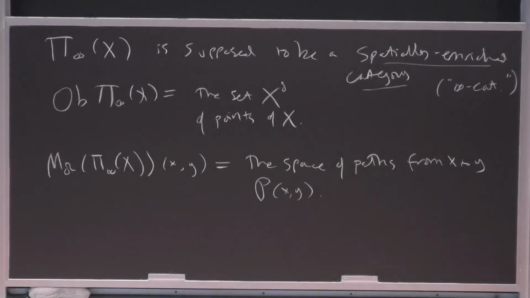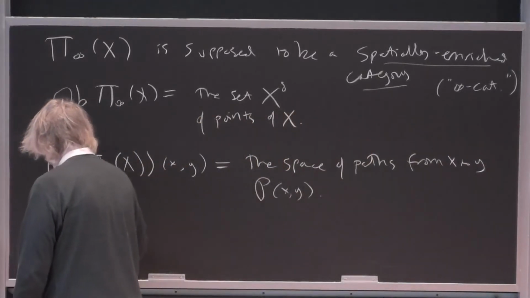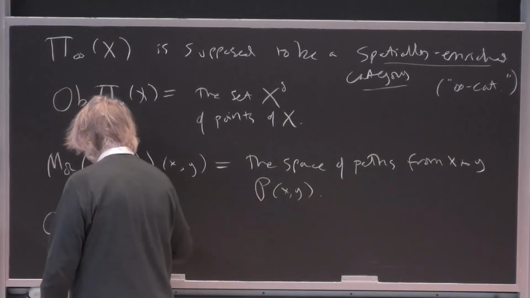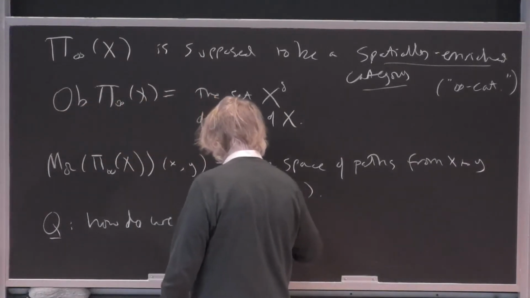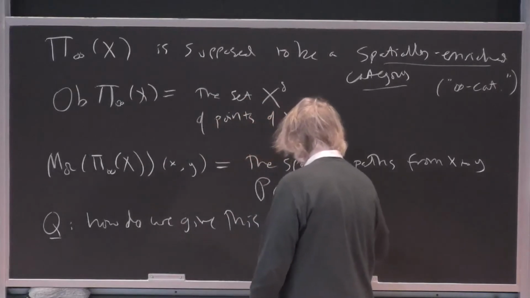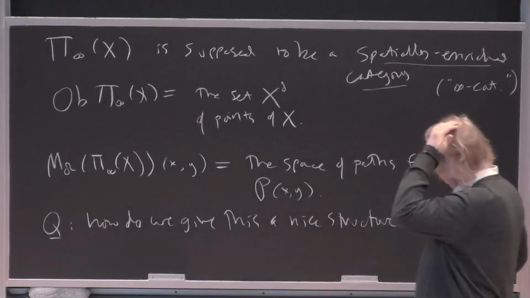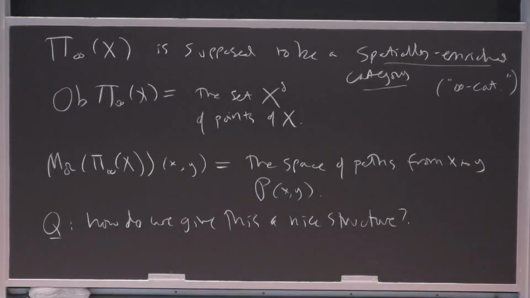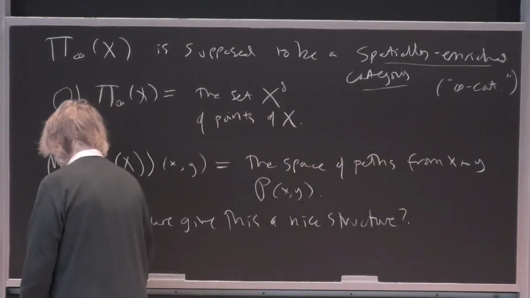So now the question is, how do we give this a nice structure? You might say the composition of paths is supposed to be concatenation of paths. But if you think about it, concatenation of paths is not associative on the nose.